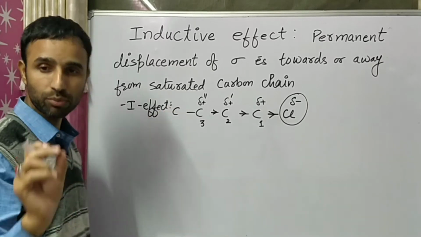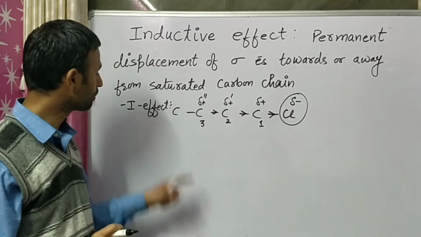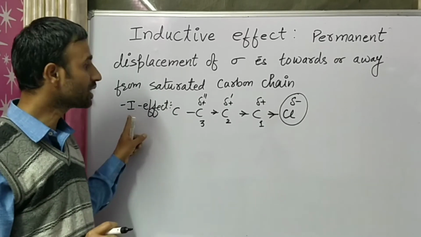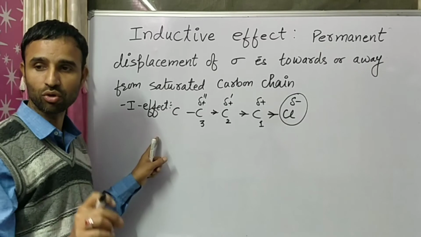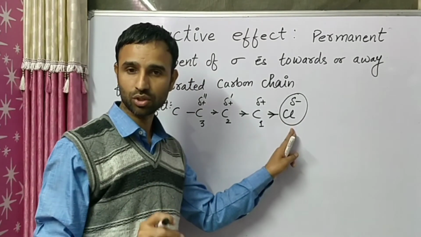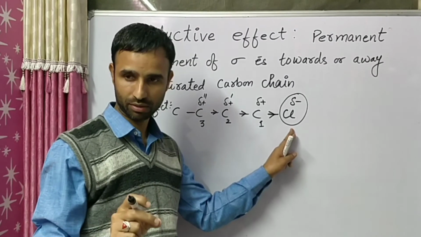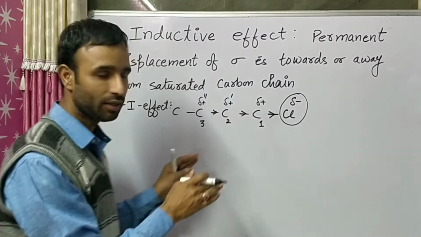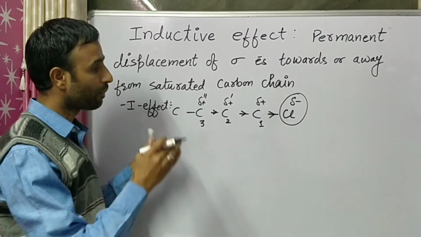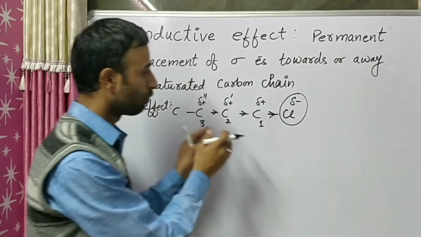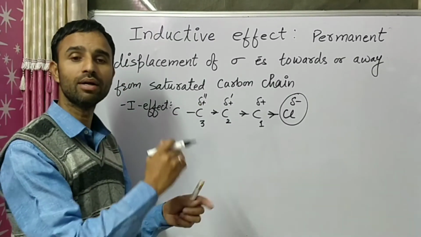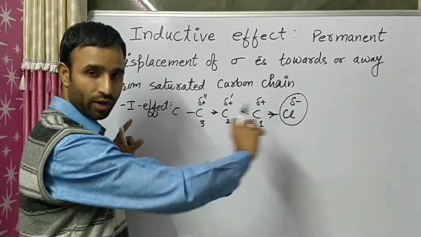Means there are two types of inductive effect. First is minus I and other is plus I. Minus I means electron withdrawing effect. Clear? So chlorine has electron withdrawing effect. There are so many groups which have minus I effect, and minus I effect of chlorine is more than bromine. Bromine is more than iodine. So there is an order.